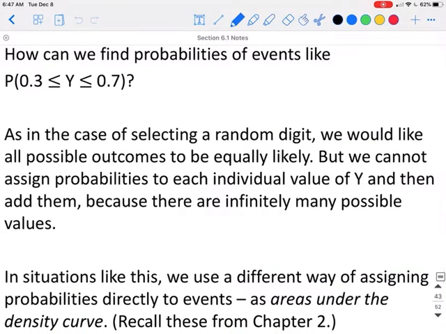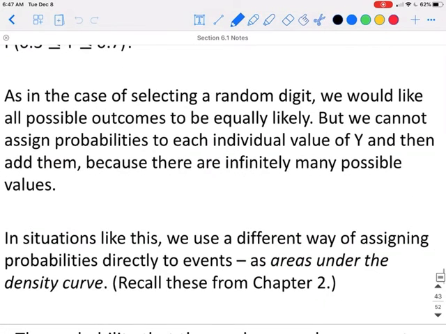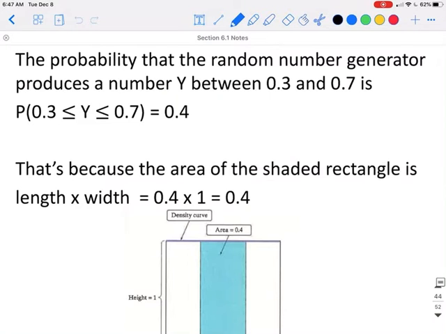We can find the probability of an event like the probability that Y is between 0.3 and 0.7. As in the case of selecting a random digit, we would like all possible outcomes to be equally likely, but we cannot assign probabilities to each individual value of Y and then add them together because there are infinitely many possible values. In situations like this, we use a different way of assigning probabilities directly to events as areas under the density curve. Remember, we talked about the density curve in Chapter 2.